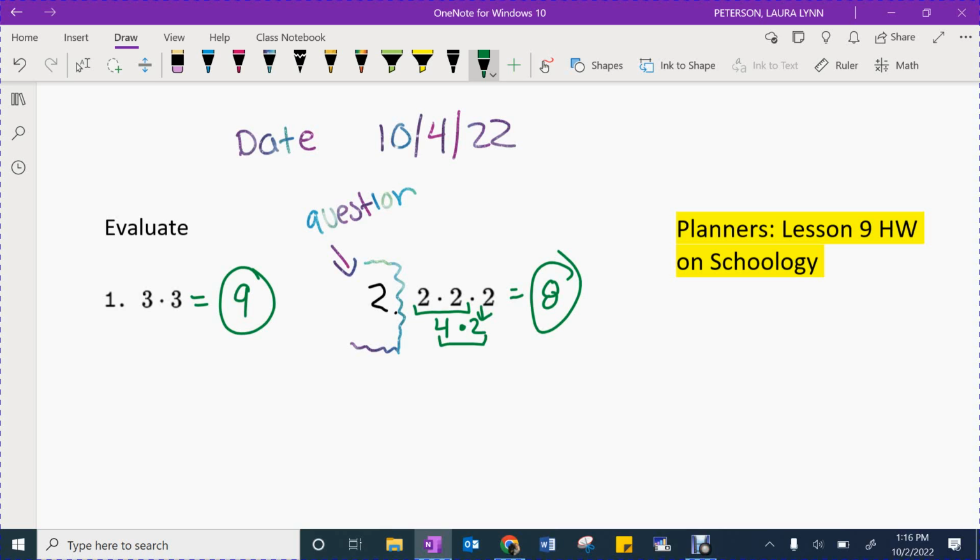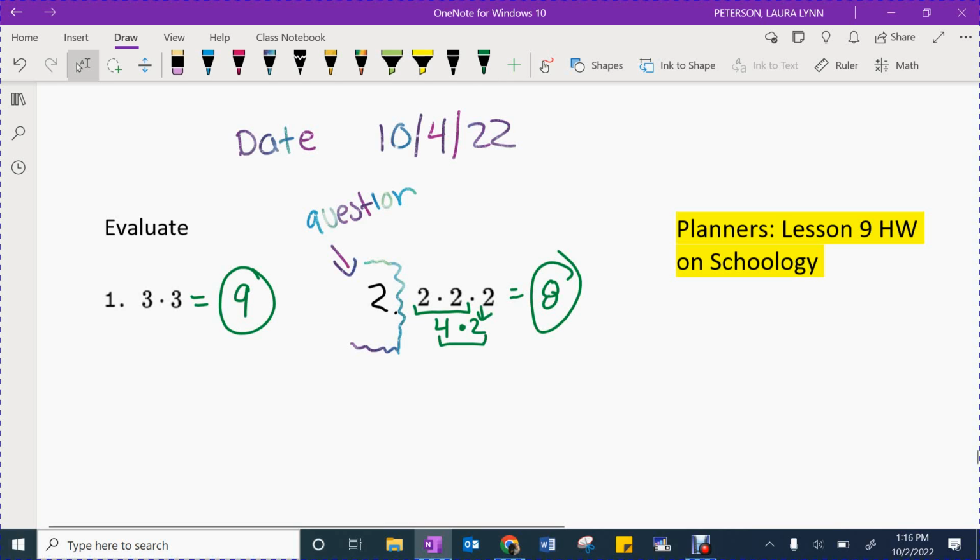This week, as I told you yesterday, is a busy week. You guys have a lot of homework this week. It'll be the most homework you've had all year, all in 1 week. So please make sure you're staying on top of it. But tonight, you're working on Lesson 9 homework on Schoology.